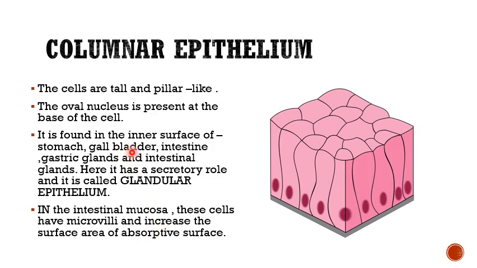Next is columnar epithelium. These are tall, pillar-like cells resting on the basement membrane, having nuclei that are oval and elongated. The cells are tall and pillar-like, and the oval nucleus is present at the base of the cell. It is found in the inner surface of the stomach, gallbladder, intestine, gastric glands and intestinal glands.